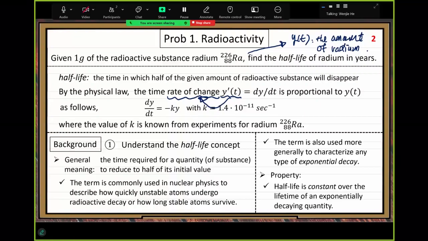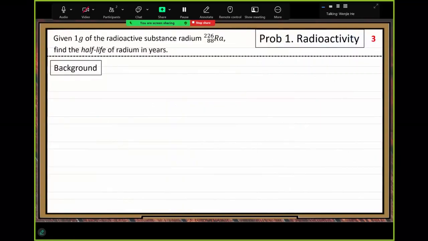So let's continue. All right. Background, more background understanding. We need to understand more about the radium substance, right? So what's the meaning of this 88? What is the meaning of 226? We need to get a little more knowledge. So let's learn that part of knowledge here.